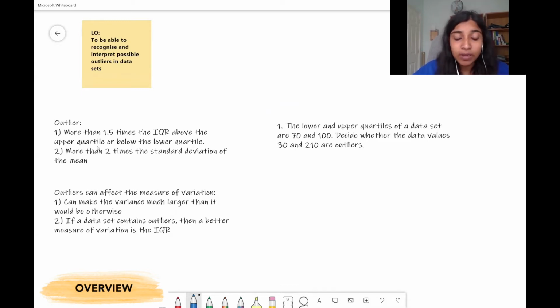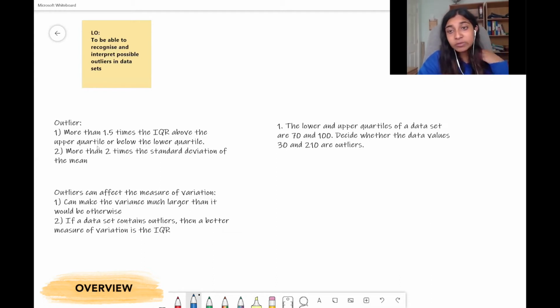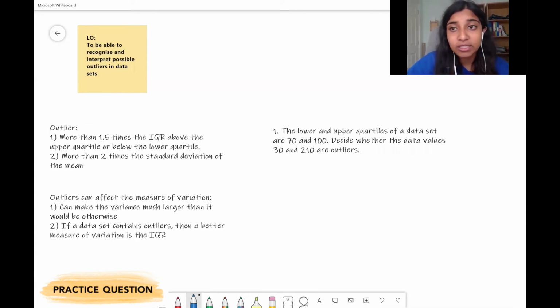Outliers can affect the measure of variation, because they can make the variance much larger than it would be otherwise. If there is a value that is more than 1.5 times the interquartile range out, or 2 times the standard deviation from the mean, then your variance would be stretched a lot. Therefore, if a data set does contain outliers, a better measure of variation is probably the interquartile range, because outliers don't directly affect your lower or upper quartile, but they can directly influence your variance. So let's try to apply this to this question here.